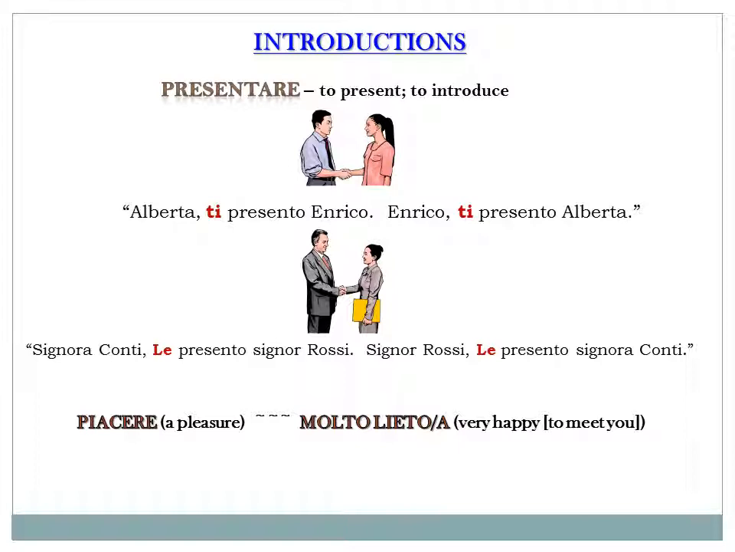People who have just been introduced to each other would then turn to each other and say, piacere, or molto lieto, or lieta, depending on the gender of the speaker. This means very happy to meet you. And then they would shake hands, which in Italy consists of just one or two up and down shakes.